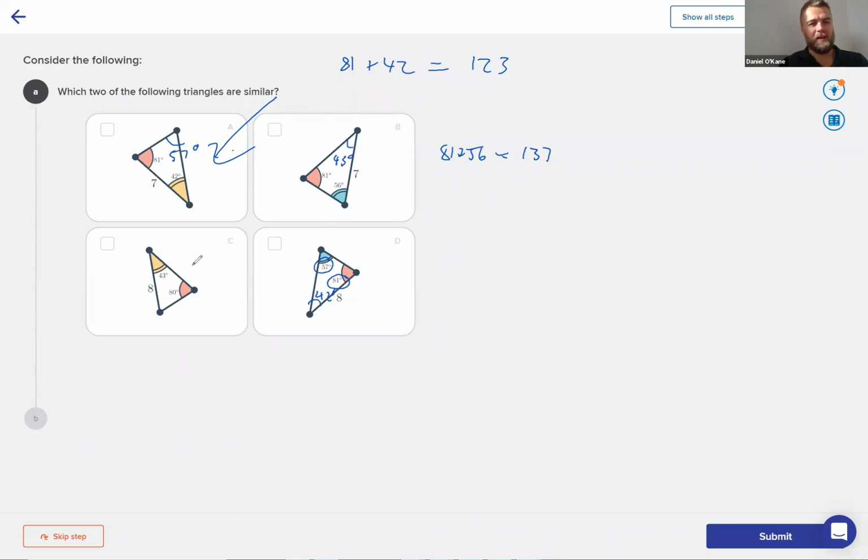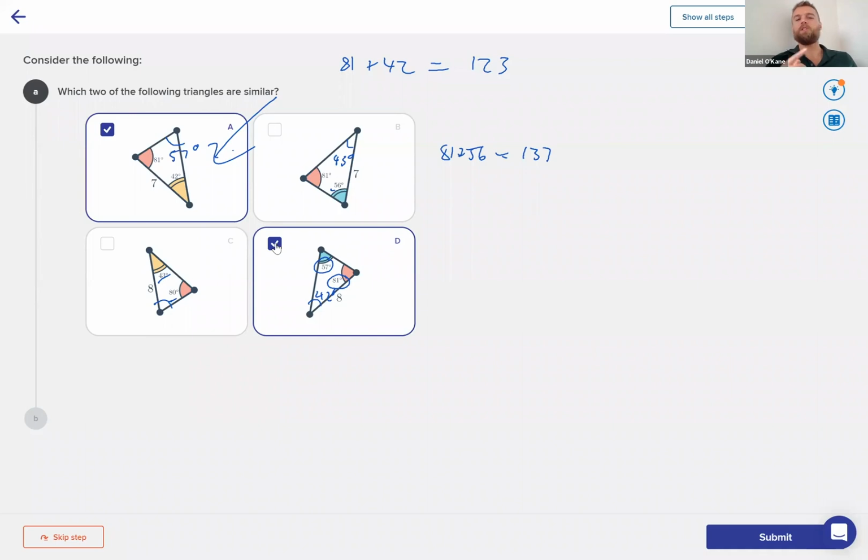Okay, but then in looking at triangle C, I have 43, but I don't have 81, I have 80. So then that would be 57, that other angle, not 56. So actually, the two similar triangles are A and D. So you've got to select A and D as the correct two triangles. You have to work out that third angle to then use angle, angle, angle similarity, AAA.